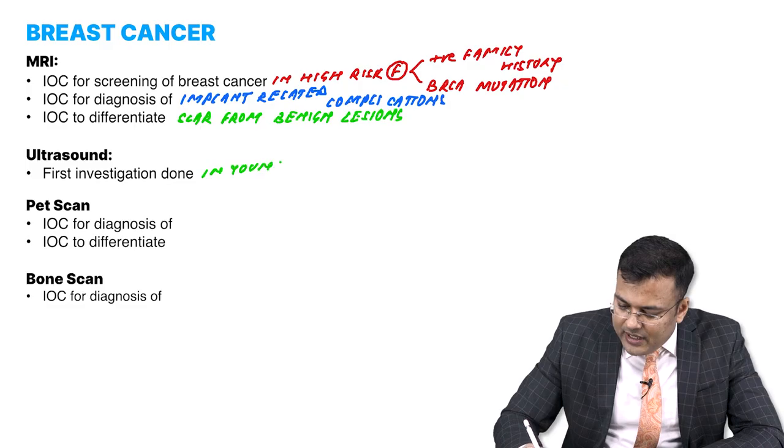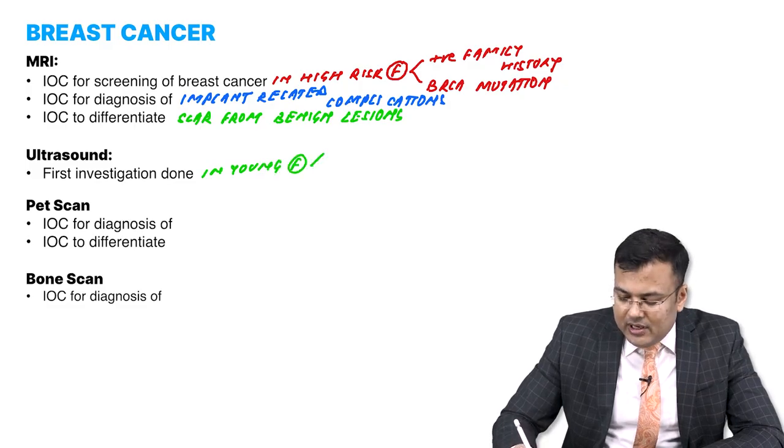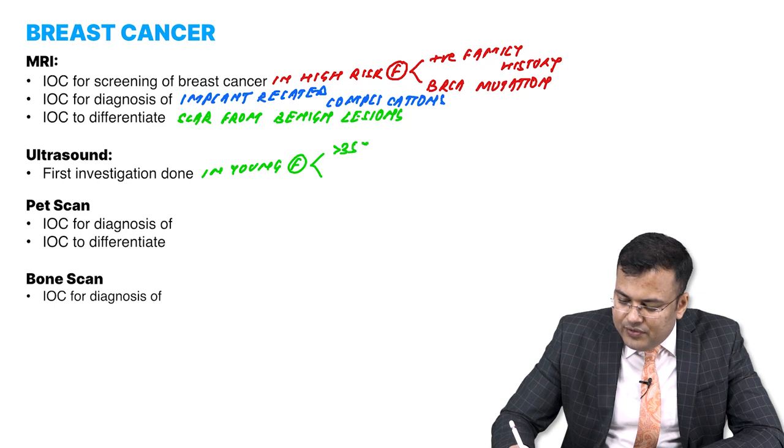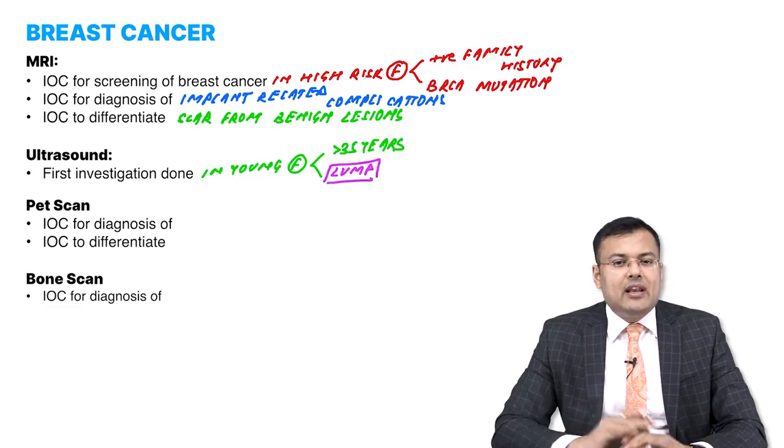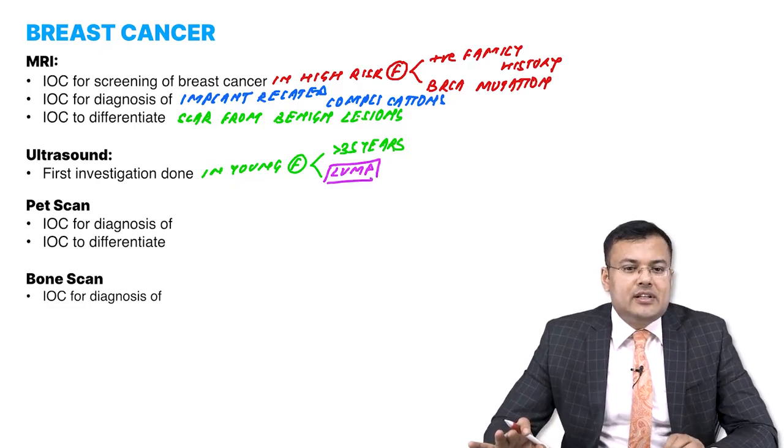So first investigation done in young females, you have to remember, age less than 35 years. These two features you have to remember: age less than 35 years and she's having a lump. Here, first investigation is ultrasound.